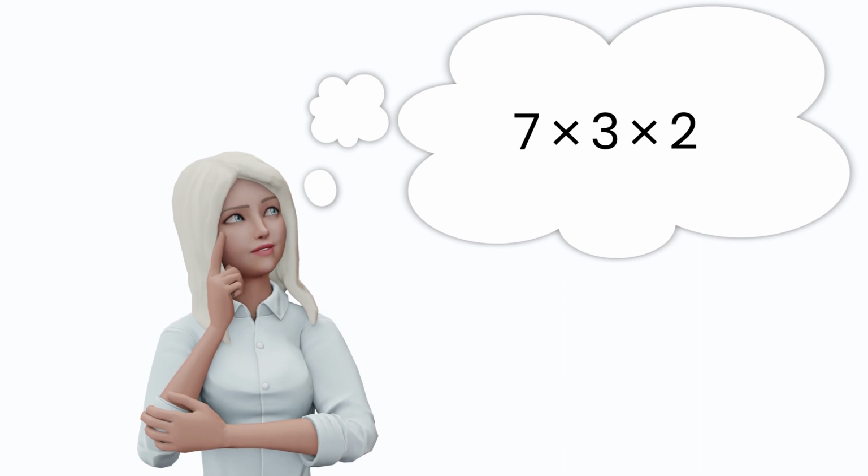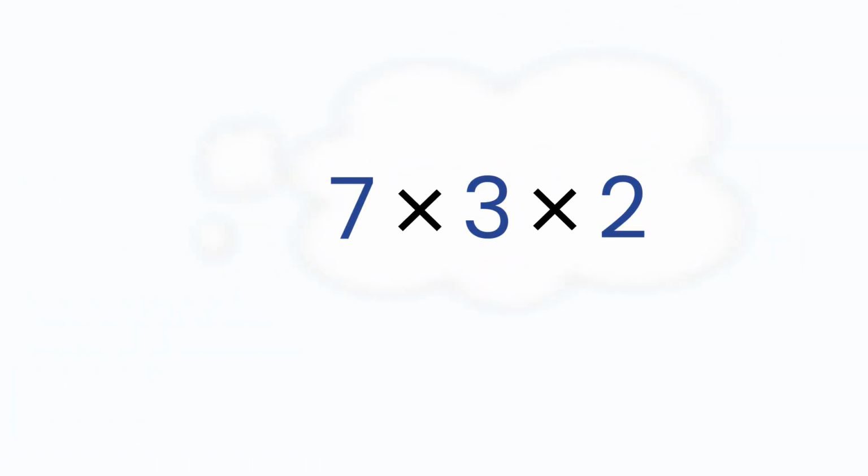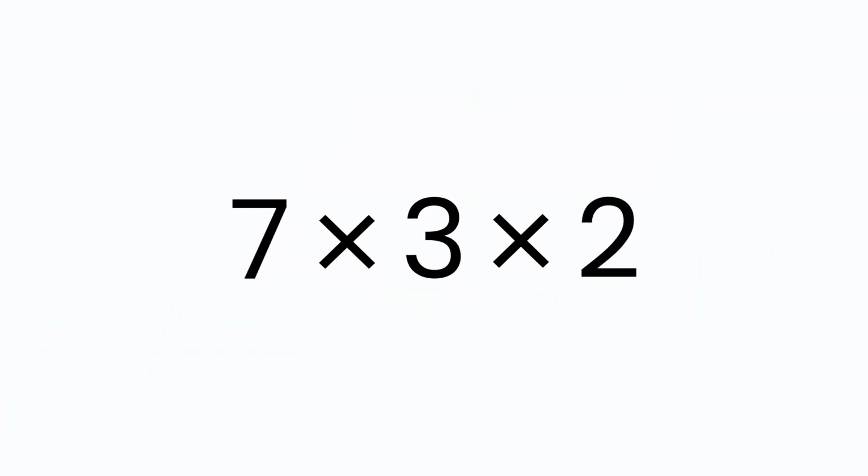You begin by multiplying two of the numbers, and then multiply that product with the third number. You're free to choose which two numbers you multiply first, and you don't have to do it in any particular order. Take a look at this problem. 7 times 3 times 2. Now you have to choose which two factors you want to multiply first.